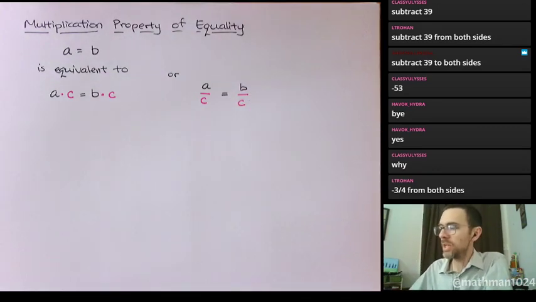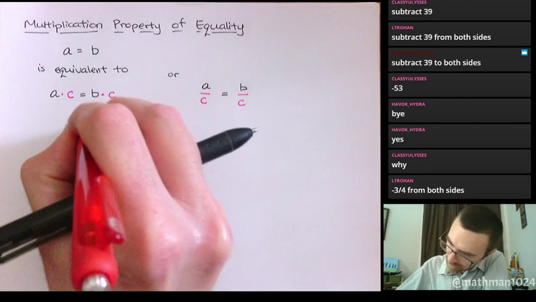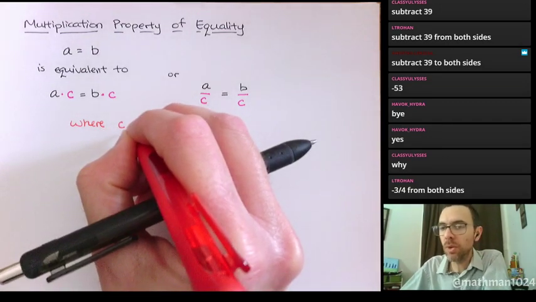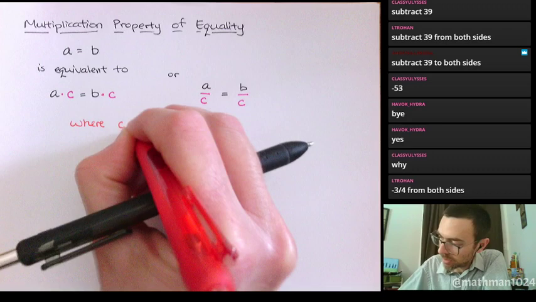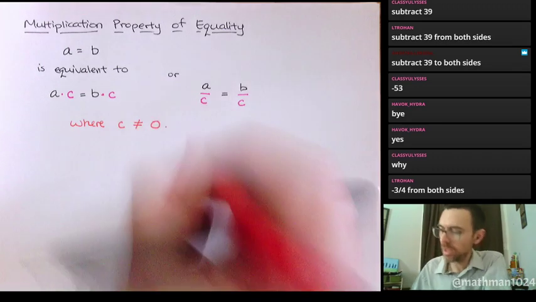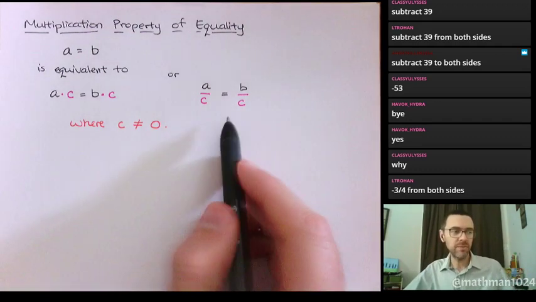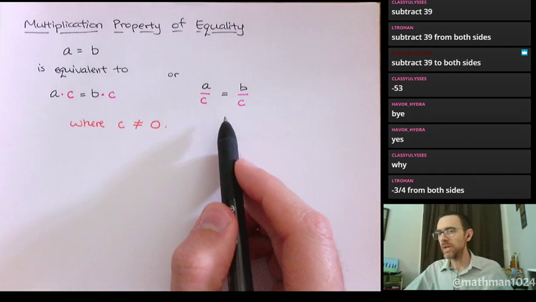When it comes to multiplication and division, we have this extra statement here. This is all well and good, provided that that value that you are multiplying or dividing both sides by, provided that c does not equal 0. Okay, so you can multiply both sides of the equation or divide both sides of the equation by a number, as long as you're not using 0. 0 kind of ruins everything for us. Especially here, you can't divide by 0. Dividing by 0 gives us an expression that is what? You guys remember?